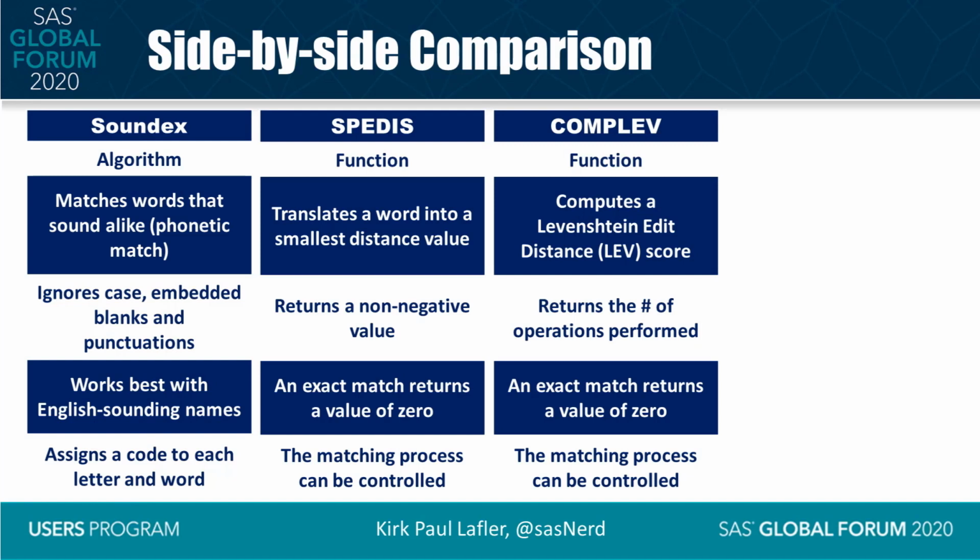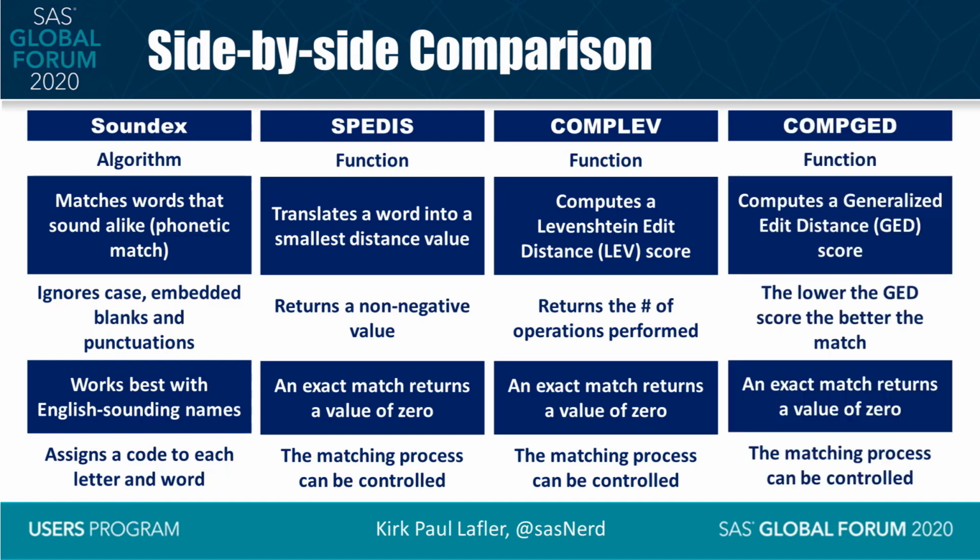The last fuzzy matching technique is COMPGED. It's also a function. It computes what's known as a generalized edit distance, or GED score. The lower the GED score, the better the match, typically. An exact match returns a value of 0. And once again, the matching process can be controlled.